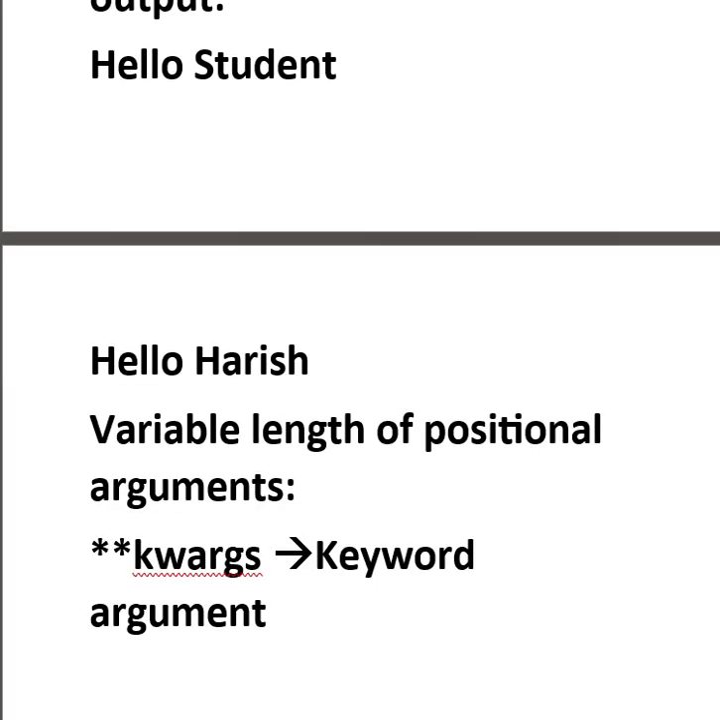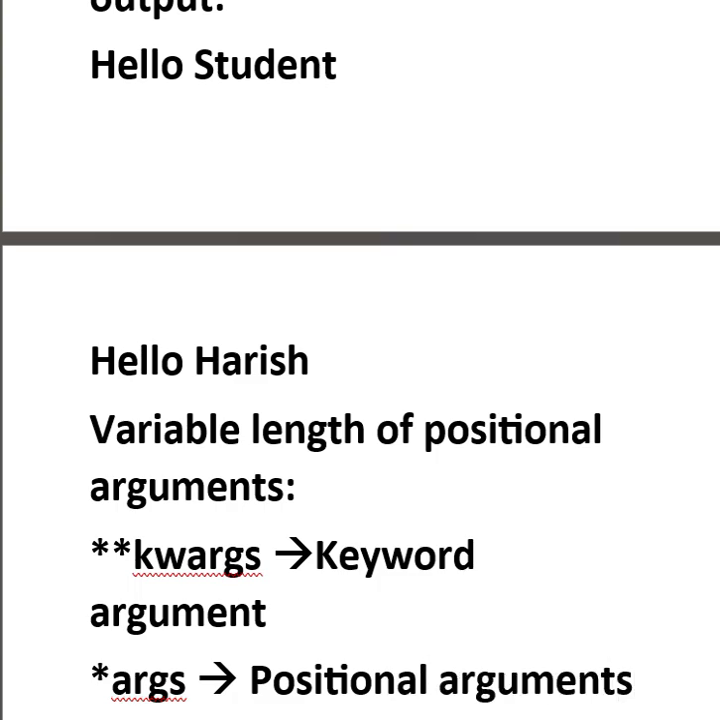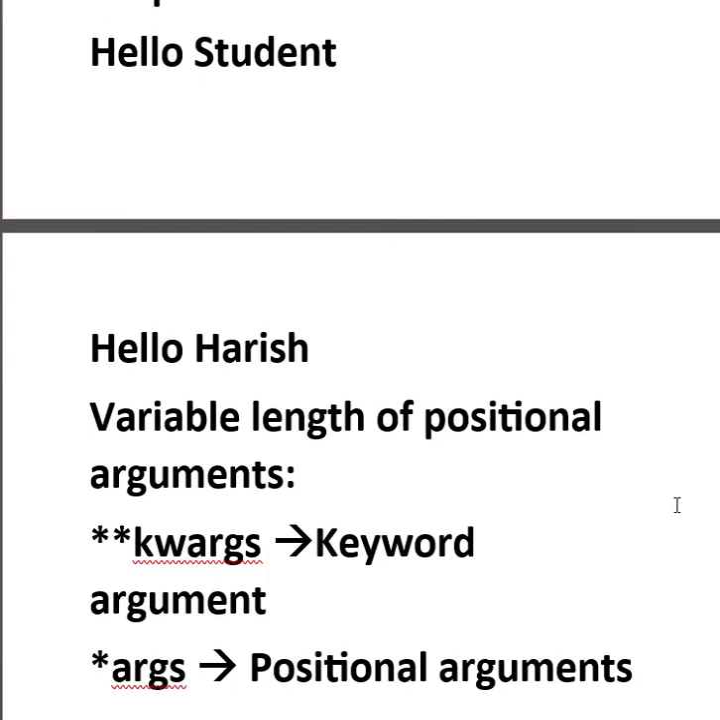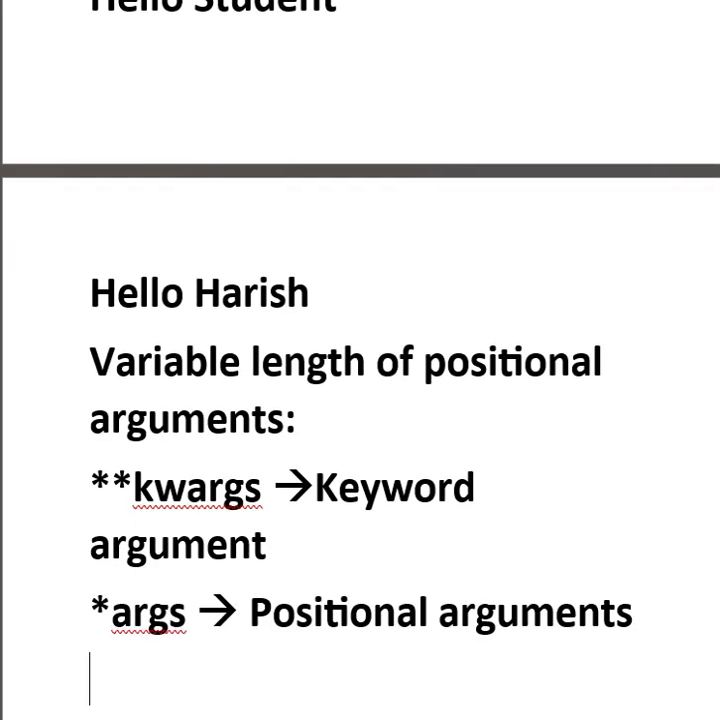Next, for positional arguments, they have given star args. These two are the variable length of positional and keyword arguments. I'm going to give an example for variable length positional argument.